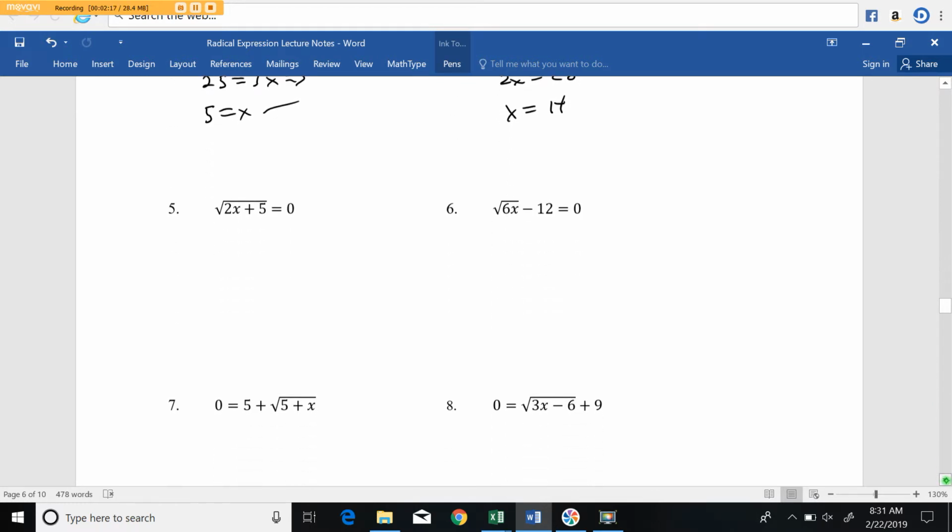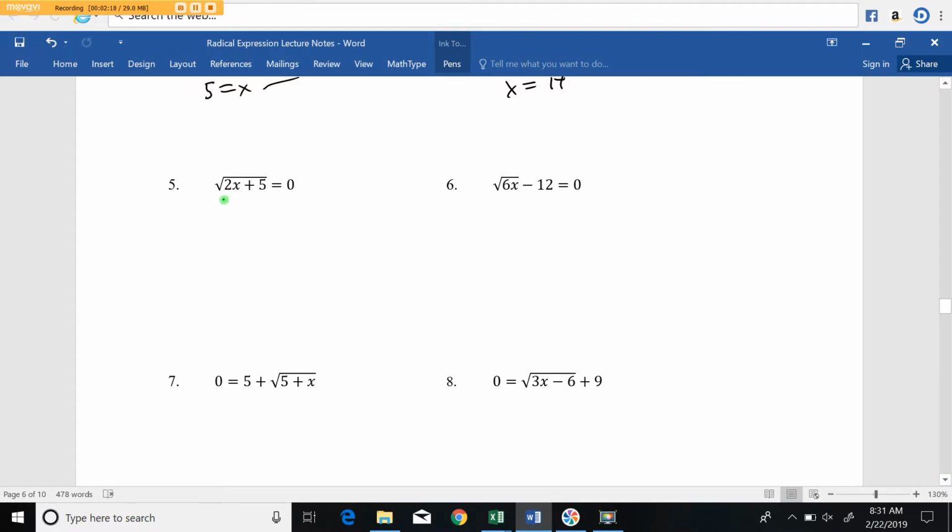Okay, number 5. This one's set up to square both sides right away. Now when we square the square root of 2x plus 5, we get 2x plus 5. 0 squared is 0. Okay. Then we just solve for x, subtracting 5 from both sides, dividing by 2. And if you sub this here, it will work, no problems.